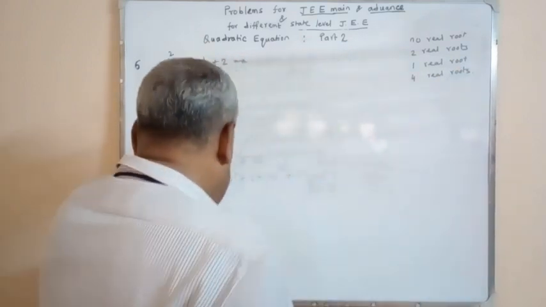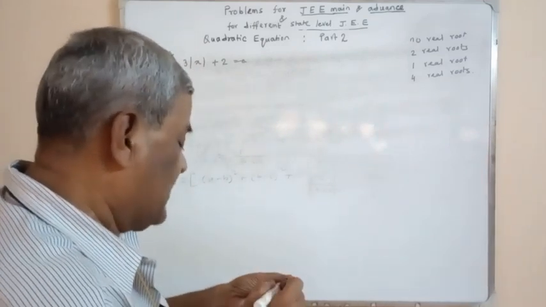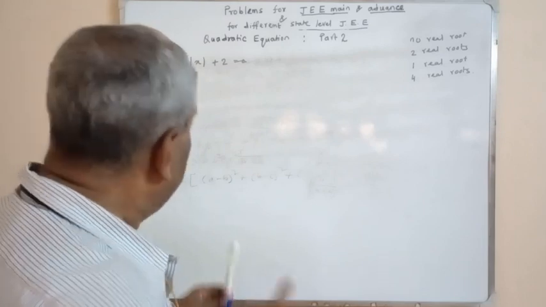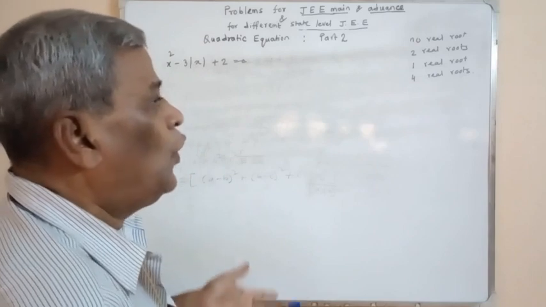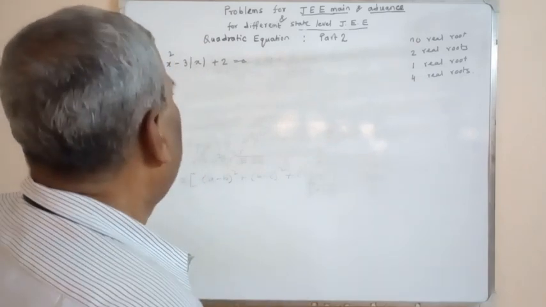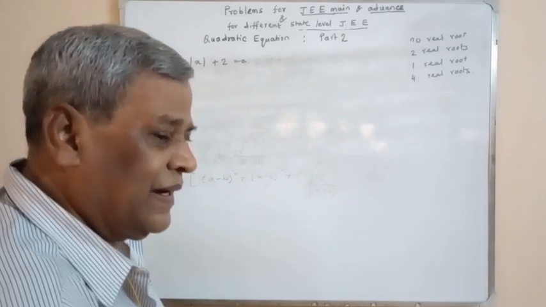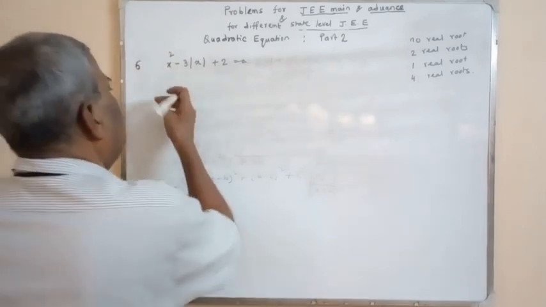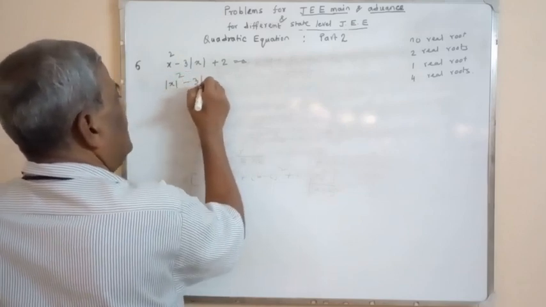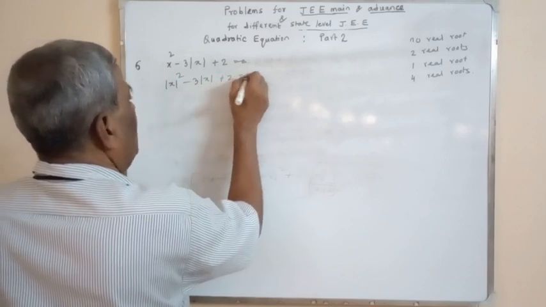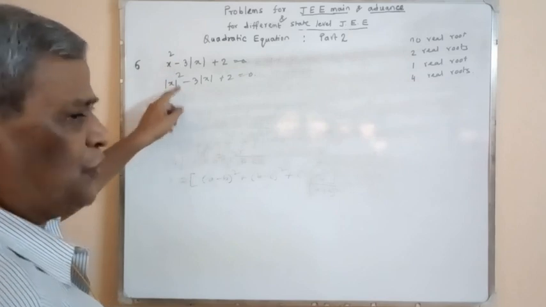So this is a quadratic equation, but x is given as modulus x. We have to find the number of real roots, how many? 0 or 1 or 2 or 4. By the previous method, what I applied in the last class, this can be written as x square, which is mod x whole square, minus 3 mod x plus 2 is equal to 0. Because x square is positive.